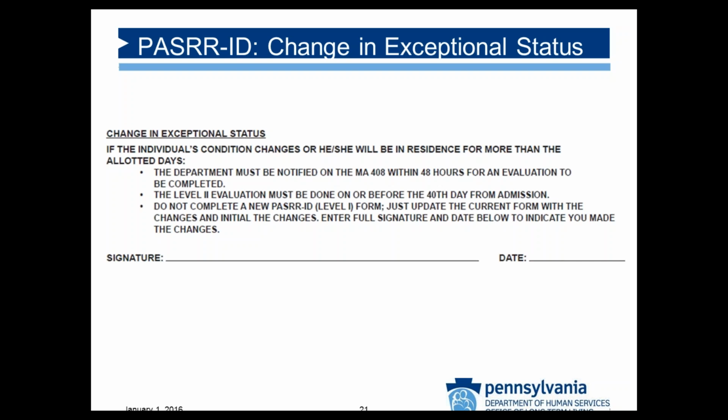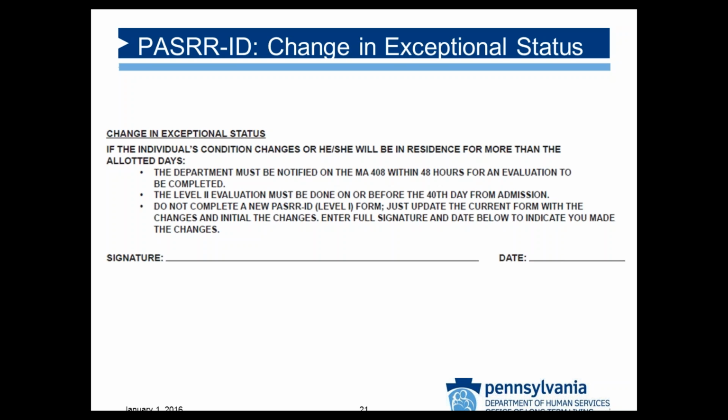So the process is, if you have a change in condition like this, you do the 408 form, you send that in to field operations, and most likely field operations will come out and do the level 2 evaluation on the individual. Now, if MA still needs to be turned on, then AAA will do the evaluation. But there is a means to handle that as long as you have all the documentation.